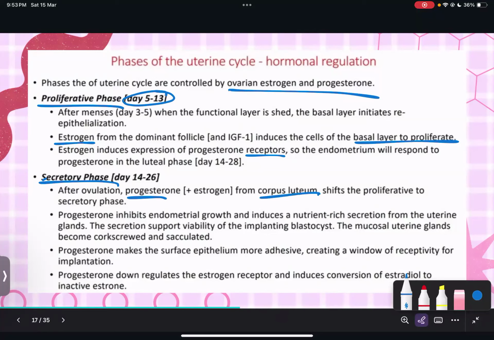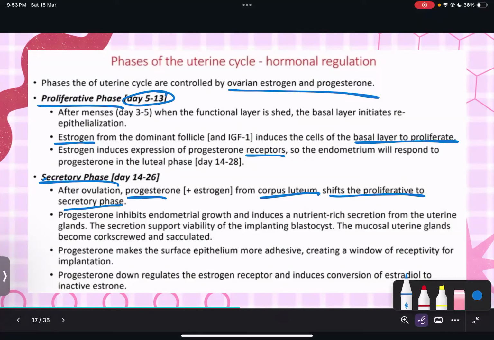Okay, quick revision. We said the corpus luteum is formed from cholesterol, which brings progesterone, which brings androgens like testosterone, and some estrogen. Okay, so progesterone from the corpus luteum will shift the proliferative to the secretory phase.